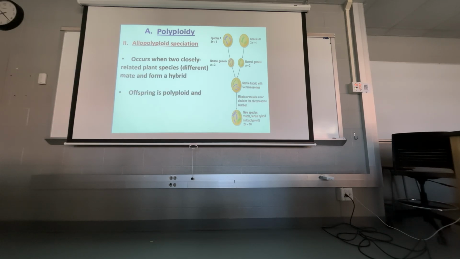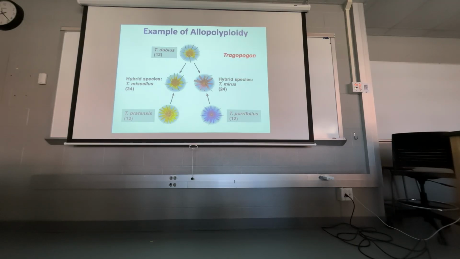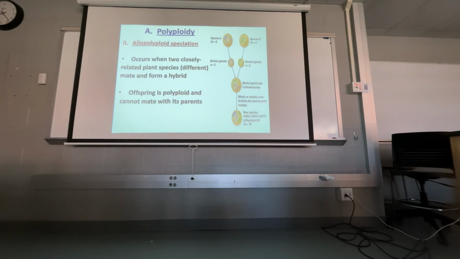Alloploidy differs when 2 separate species that don't interbreed produce a hybrid. That's what a hybrid is, when 2 separate species breed to form offspring. This occurs when 2 closely related plants mate. Sometimes they have different chromosome numbers, like in this instance, or other times they have the same chromosome number. Our only definition of a species is they can't interbreed, right? Normally. So they could have different chromosome numbers or the same.